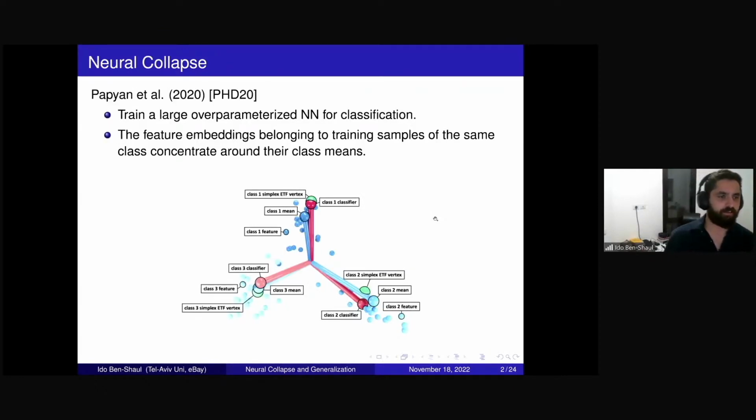Papyan et al. showed in this paper that if we take a large overparameterized neural network in the classification setting, and you train it with SGD and weight decay, several geometrical phenomena happen in the penultimate layer. We're going to focus on some of them, and mainly that the feature embeddings of samples from the same class cluster around their class means. In this diagram, the small balls represent samples from the features and different colors represent different classes, and we see a clustering around their class means.